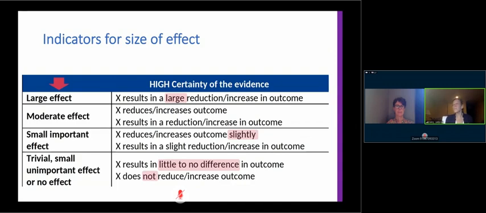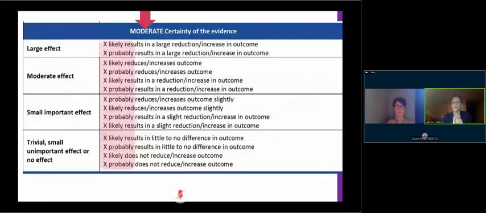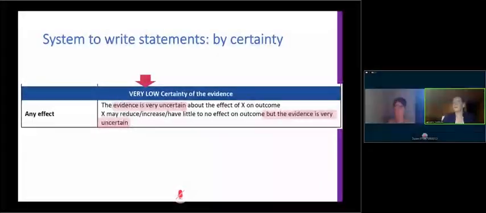And if it's something that's trivial, not important, there's no effect, you would say that the intervention results in little to no difference in the outcome. And a little controversially, we actually said you could say that the intervention does not reduce the outcome. But again, you would still add in may or probably, etc., depending on the certainty of the evidence.